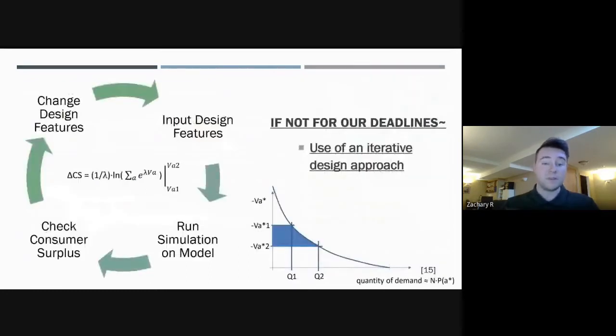Which then brings us to this slide, if not for our deadlines. Again, we would have loved to have used a more iterative approach to the design of our pedestrian plans, but due to the time constraints that we were given for the project and our change of focus near the end, we had to take a more direct approach to things, which I think overall we would have benefited from a more iterative design approach had we had more time, but our project worked out either way.